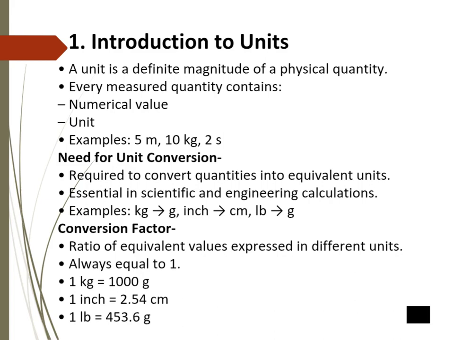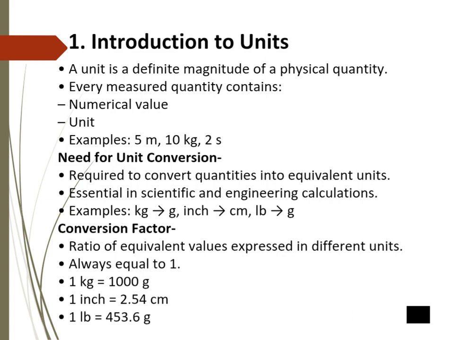In scientific and engineering calculations, we often need to express a quantity from one unit into another equivalent unit. For example, converting kilogram to gram, converting inches to centimeter, and converting pounds to grams. To do this, we use something called a conversion factor. So let us understand, a conversion factor is defined as a ratio of equivalent values of a quantity expressed in different units. It is always equal to 1 because it represents the same quantity written in two different units.